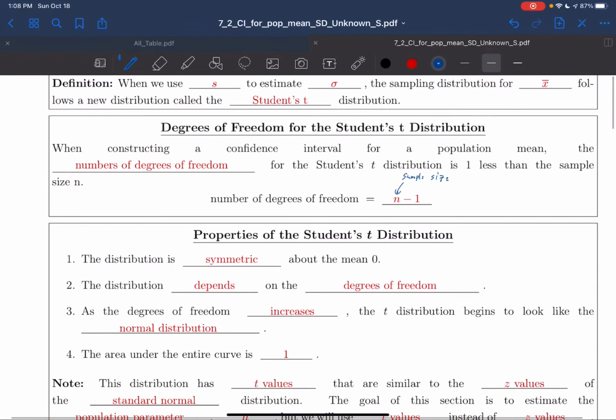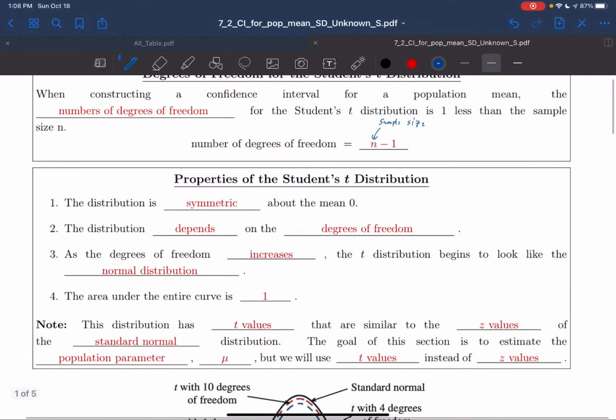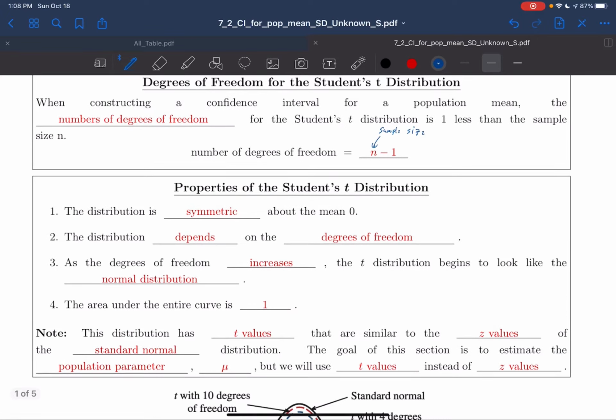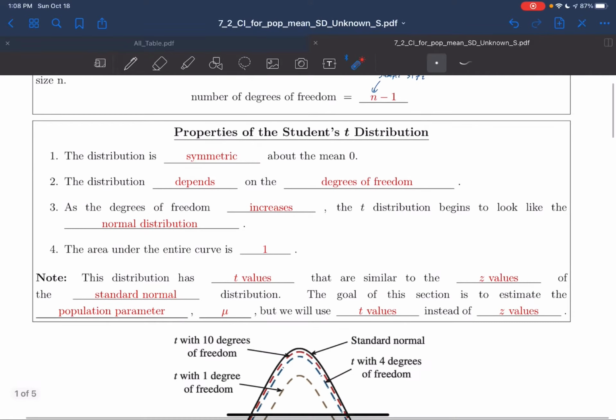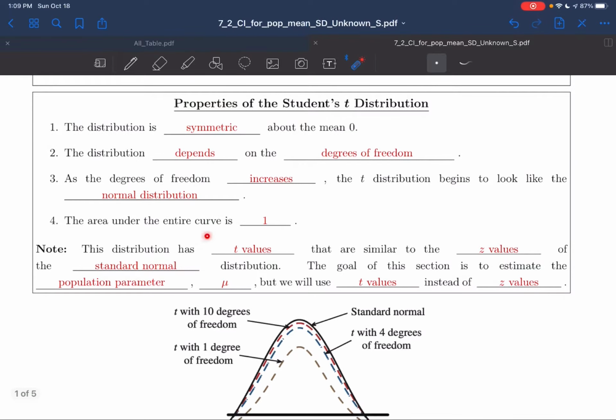A couple of properties of the student t distribution. The distribution is symmetric about the mean 0. The distribution depends on your degrees of freedom. One interesting note is that as the degrees of freedom increase, the t distribution begins to look like a normal distribution. And the area under the curve is 1.